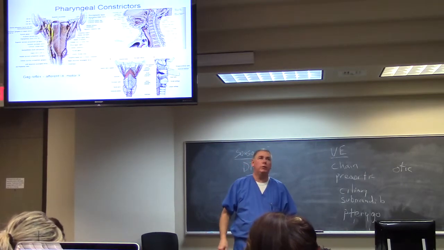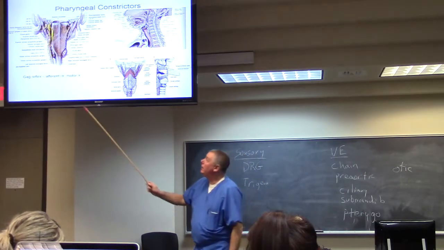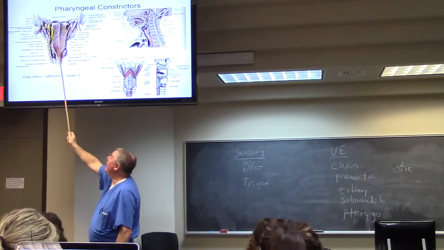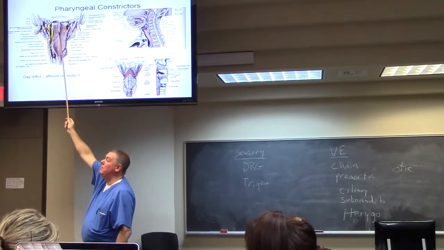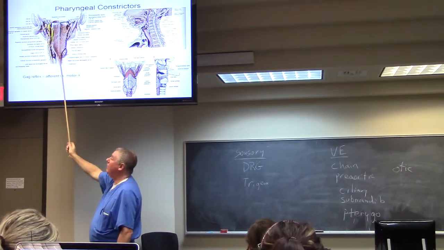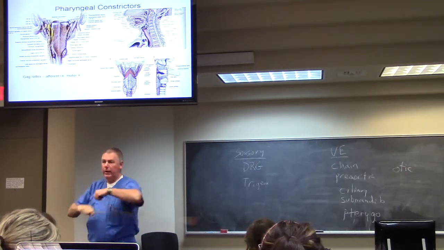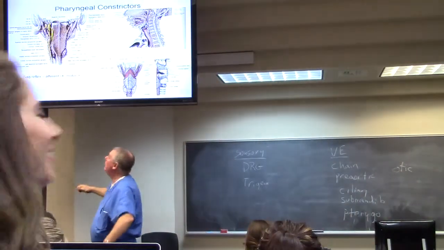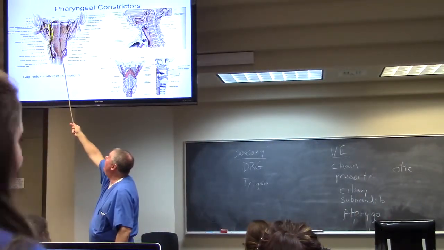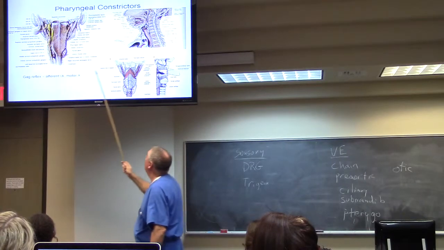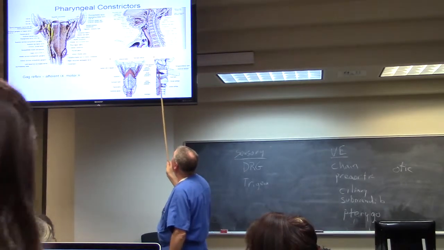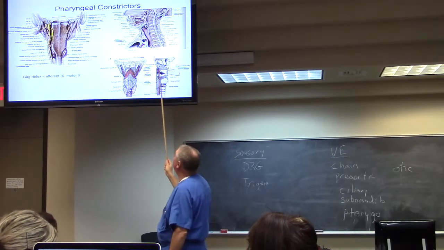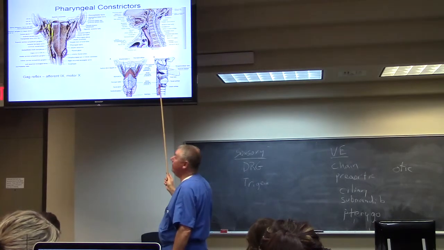Here are the pharyngeal constrictors from the back. They originate along this thing called a median raphe. Raphe is where it's like an interwoven deal. So there's the median raphe, and they wrap around and join in the front. There's a superior, middle, and an inferior constrictor.